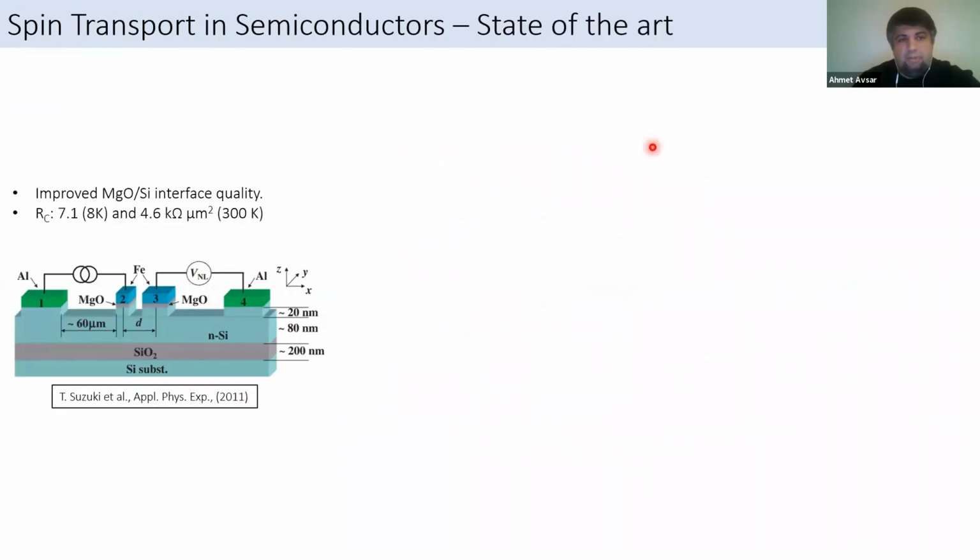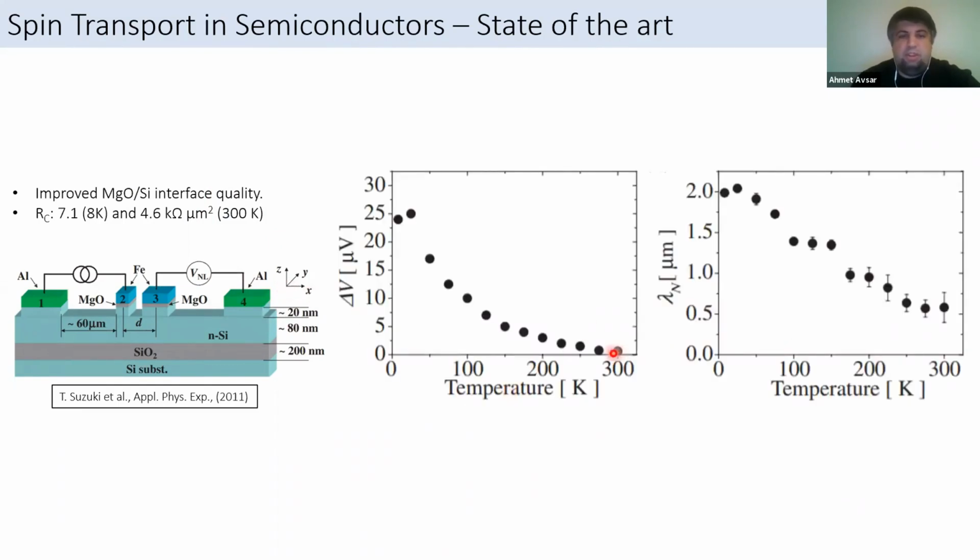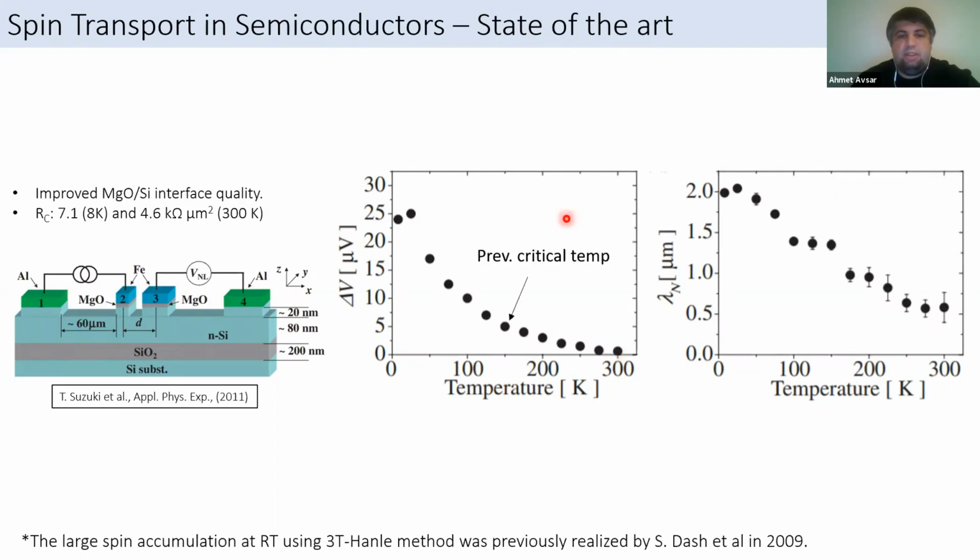One of the advancements in this field also came from a Japanese group. As you can see, most of these advancements come from improving the interface quality. In this case, just before growing the magnesium oxide and the ferromagnetic electrode, they did an HF treatment of the silicon to remove the natural oxide, and they could see spin transport up to room temperature. Previously, the highest temperature at which they could measure spin transport was 150 Kelvin. So this was, I think, a very important advancement, and the spin relaxation times were still on the order of nanoseconds at room temperature in this device.